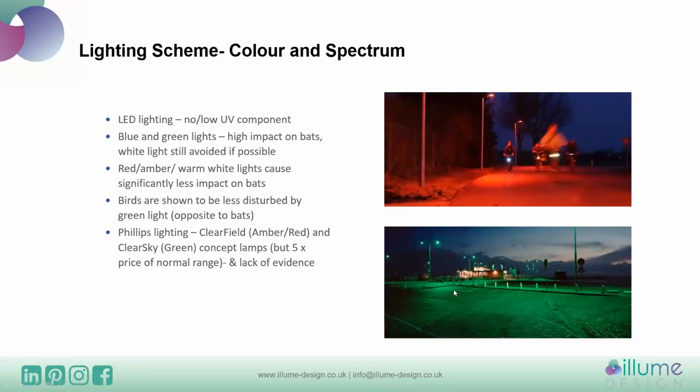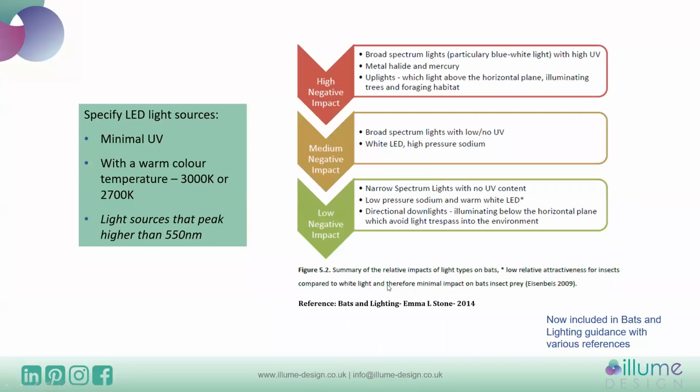So I think it's much better if we can keep the dark areas dark and the areas that are lit to a lower level, and using the latest guidance where we talk about using warm white color temperatures. So the latest guidance highlights that we want minimal UV, which is achieved by having an LED source, warm white color temperature, which is 3000 K or 2700, ideally 2700, but this is not always available for light fittings.